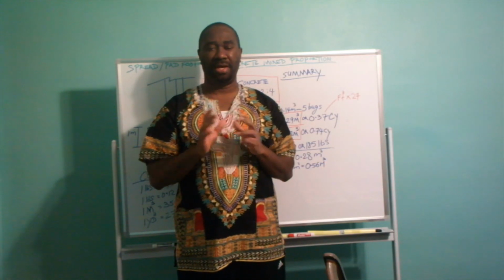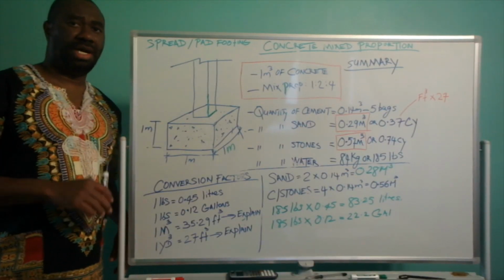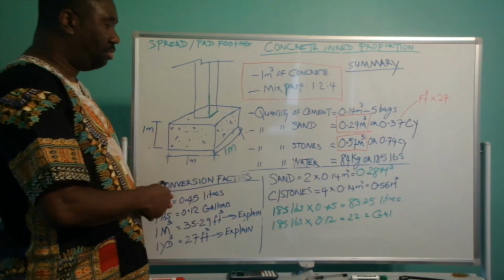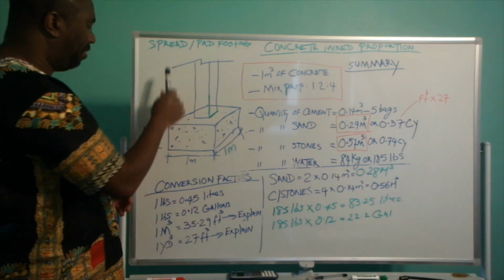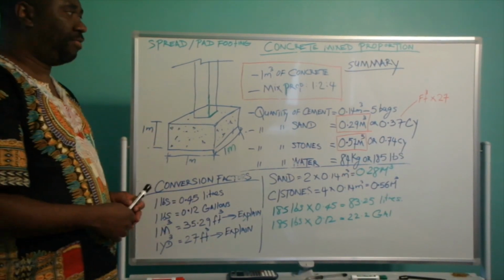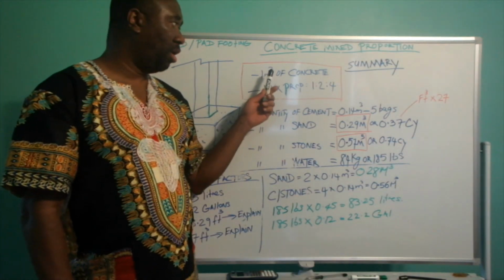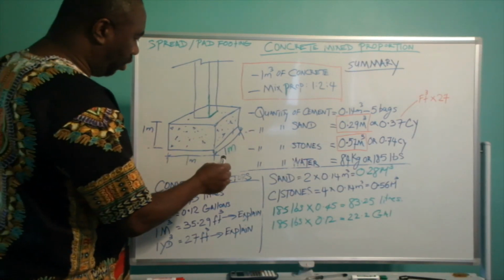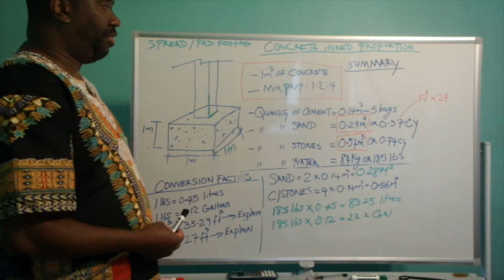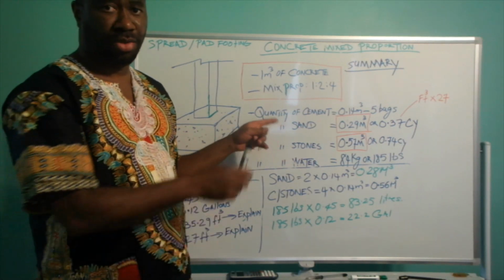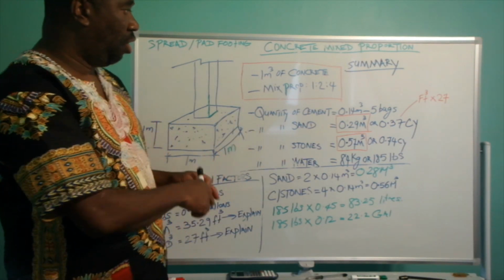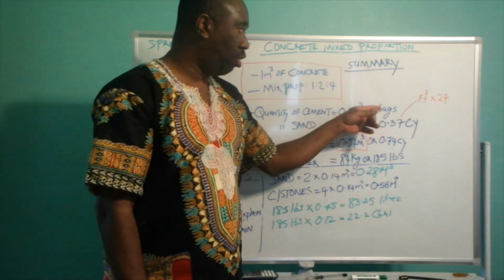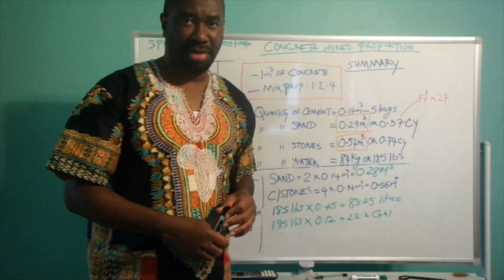Coming from my last video, I have demonstrated to you how to work out the volume of concrete for this pad footing detail, and the volume of that concrete works out to be 1 meter cube from a dimension of 1 meter high by 1 meter in width by 1 meter in length. And the quantity of cement, which we have worked out in our previous video, works out to be 0.14 meter cube, which ended up working out to be 5 bags of cement.